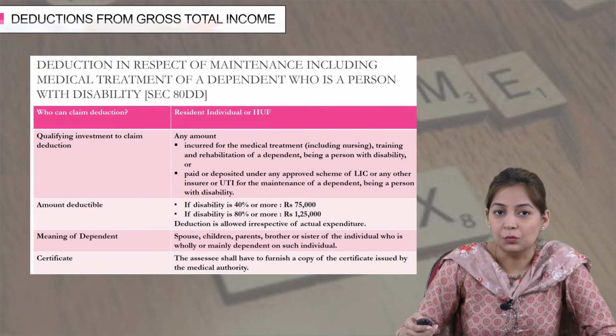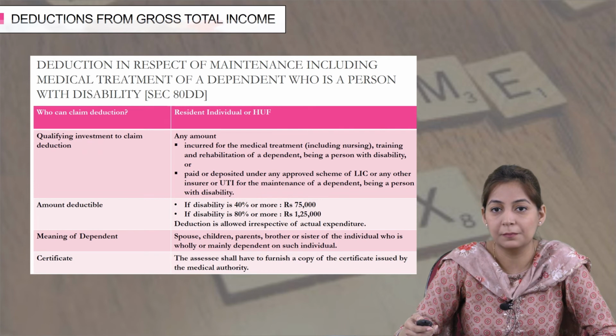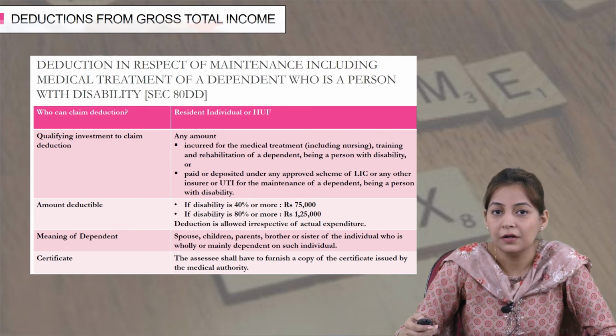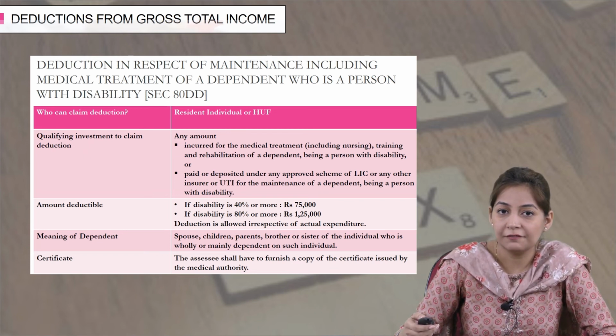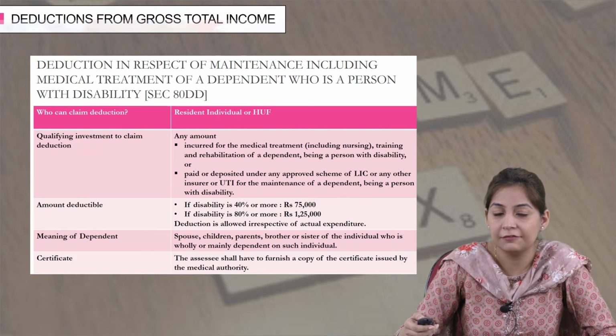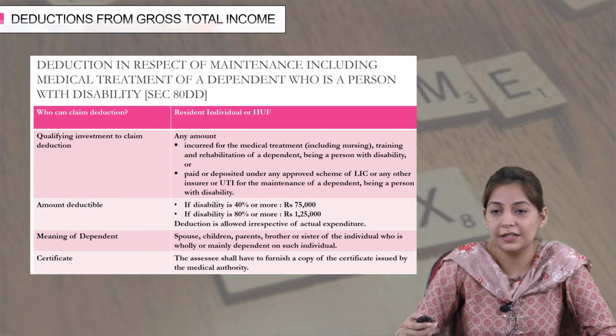What is the qualifying investment to claim this deduction? Any amount incurred for the medical treatment, including nursing, training and rehabilitation of a dependent being a person with disability, or any amount paid or deposited under any approved scheme of LIC or any other insurer or UTI for the maintenance of a dependent being a person with disability. So, if you have incurred any expenditure for the medical treatment of a dependent who is disabled, you can claim the deduction of 80DD.